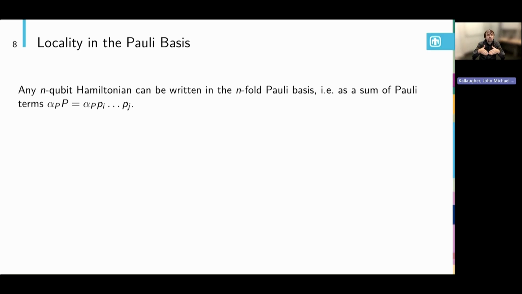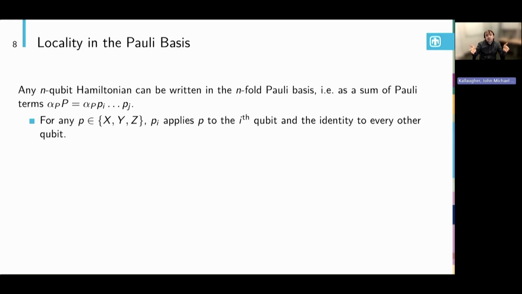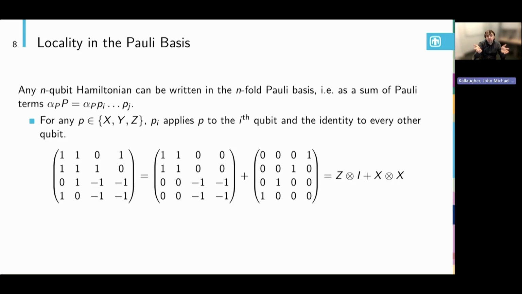which consists of writing it as a sum of what we'll call Pauli terms, where each of these Pauli terms consists of applying a number of these Pauli X, Y, Z matrices to individual qubits among our n qubits, while applying the identity to every other qubit. So, for instance, this Hamiltonian here, acting on 2 qubits, can be written as the sum of the Pauli term Z tensor I and the Pauli term X tensor X.